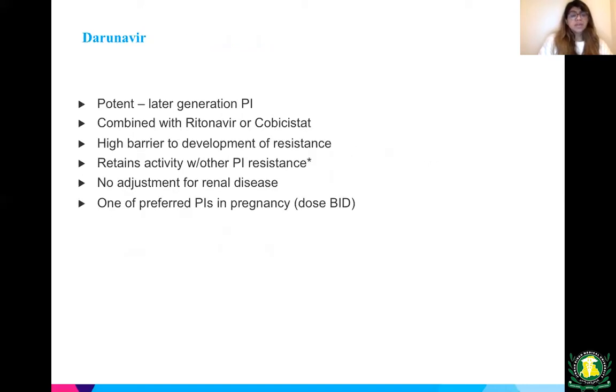So to go into each of them a little bit deeper, darunavir is a protease inhibitor. It's pretty strong, potent. It's a later generation protease inhibitor. You can combine it with a booster, so ritonavir, or it could be cobicistat. High barrier to development of resistance, retains activity with other PI resistance. You don't need to adjust for any kidney issues. And it's actually one of the preferred PIs in pregnancy, and you want to dose it twice a day.